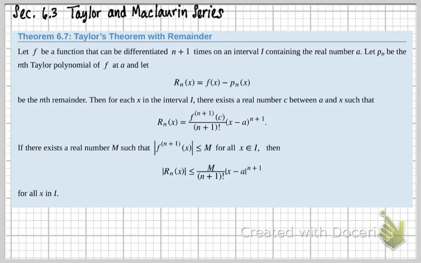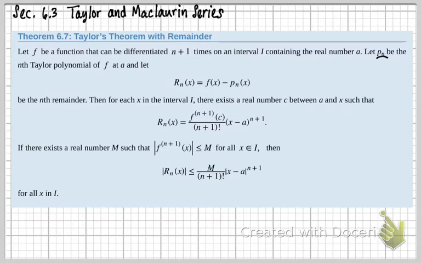So now let's talk about Taylor's theorem with remainder. Let f be a function that can be differentiated n plus 1 times on the interval I containing the real number a. Let Pn be the nth Taylor polynomial of f at a. Okay, so now let's see what that looks like.